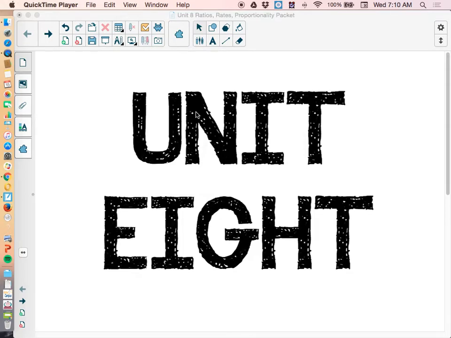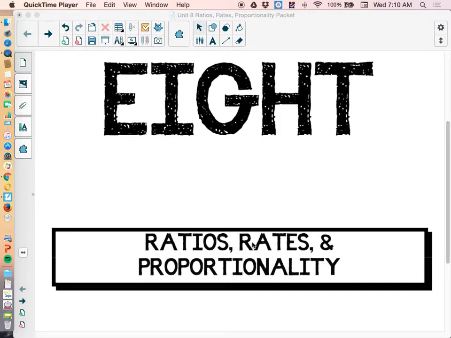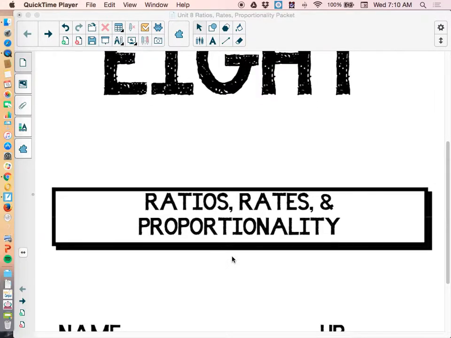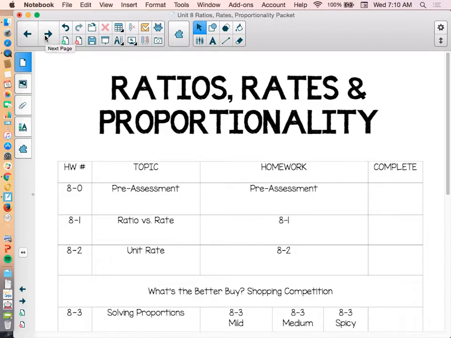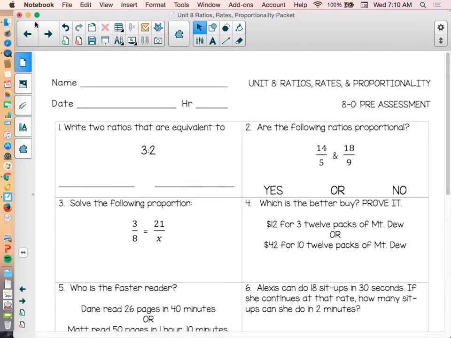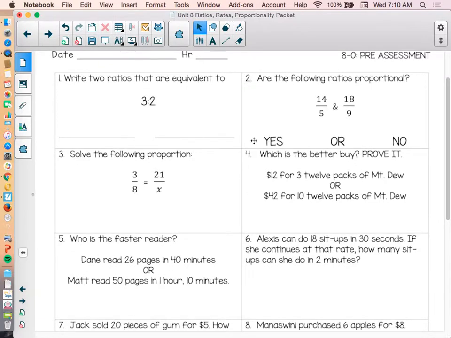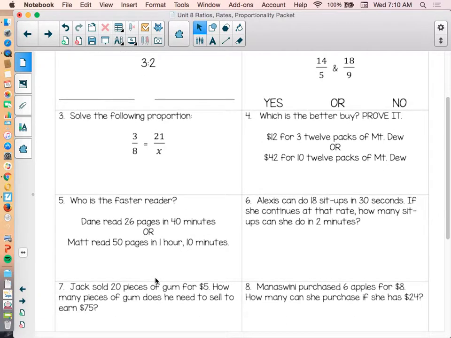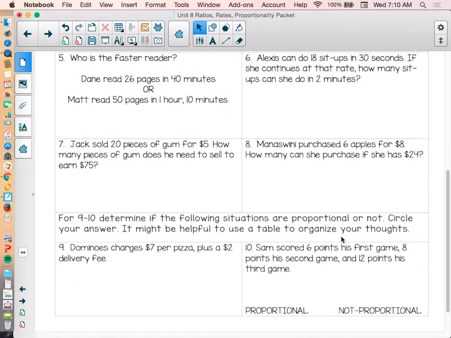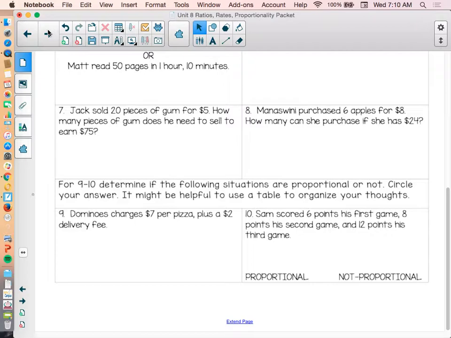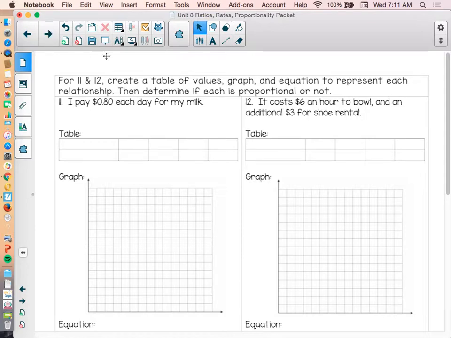All right, this is lesson 8.1, and it is in our new unit 8 that is all about ratios, rates, and proportionality. If you look forward in your packet, you will see that all of the things that we're looking at, better buy, faster reader, these are applications to everyday life. The rate of sit-ups, dollars per pizza. These are things that you will do in everyday life. So this unit will have everything to do with your everyday life. If you haven't seen connections before, you will definitely see it in this unit.